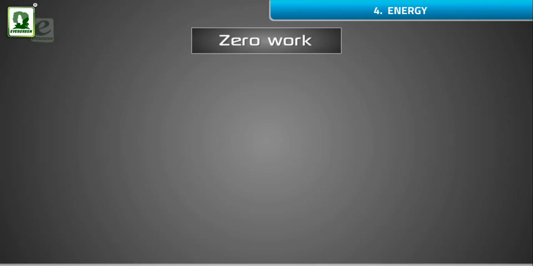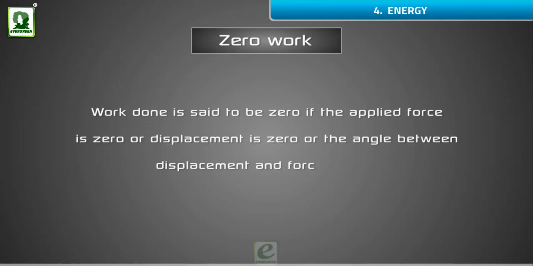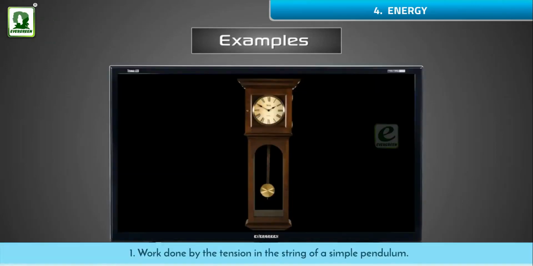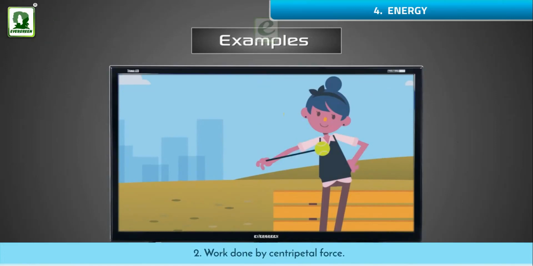Zero work. Work done is said to be zero if the applied force is zero, or displacement is zero, or the angle between the displacement and force is 90 degrees. Examples: 1. Work done by the tension in the string of a simple pendulum. 2. Work done by centripetal force.